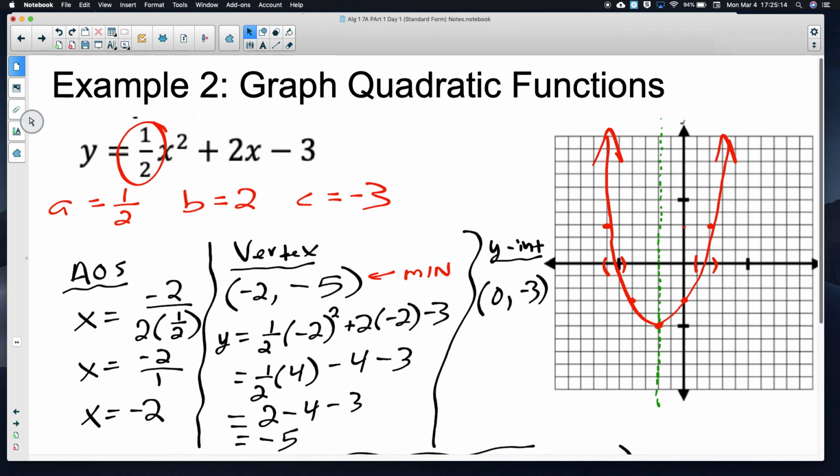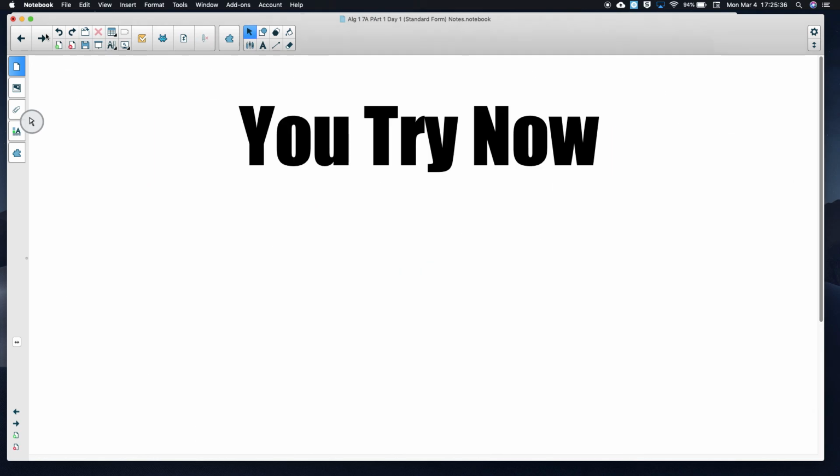So remember, your domain doesn't matter what you plug in for x, so your domain is negative infinity to infinity, and your range is anything bigger than this -5, bigger than your vertex, your y value of your vertex. All right, so that's our main 2 things for today, is getting those key characteristics and then using those to actually graph a quadratic. So I think you've got 2 you try nows.